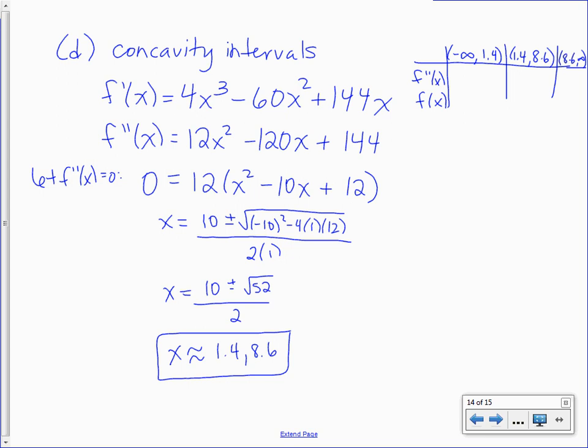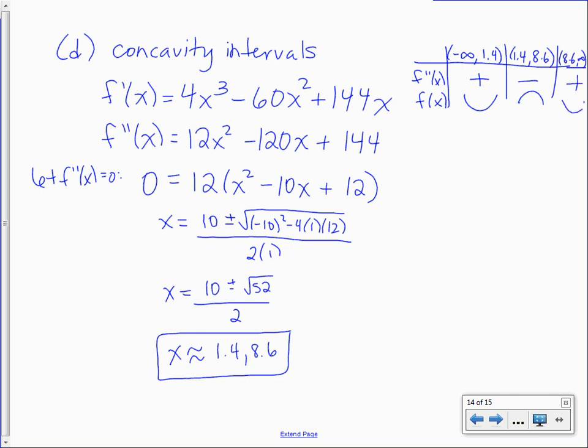If I put -2 in here, -2 squared is 4. -10 times -2 will be +20. So 4 plus 20 is 24. 24 plus 12 is 36. So positive times 12, positive. Positive means the original function is concave up. Okay? And then from 1.4 to 8.6, pick 2. 2 squared is 4. 10 times 2 is 20, but now it's 4 minus 20, so that's -16 plus 12, -4 times 12, negative. Concave down. And then bigger than 8.6, say 1,000,000. It's going to be positive, right?